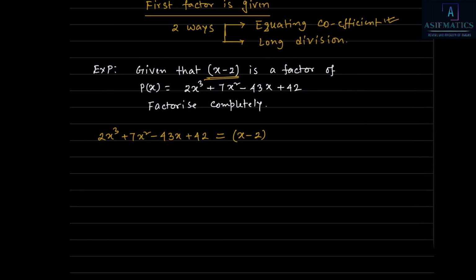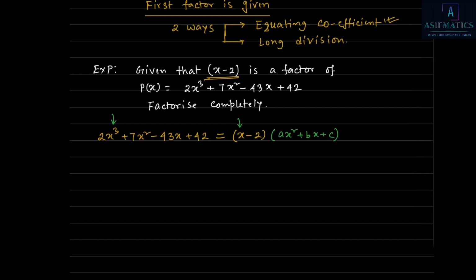Then look at the remaining power. Here our main power, x cube, is 3, right? But we have already taken 1, that means x to the power 1. So the remaining power here is x square. That means the next function should be a quadratic function. So we will write here ax square plus bx plus c. a, b, c are constants that we need to find out.